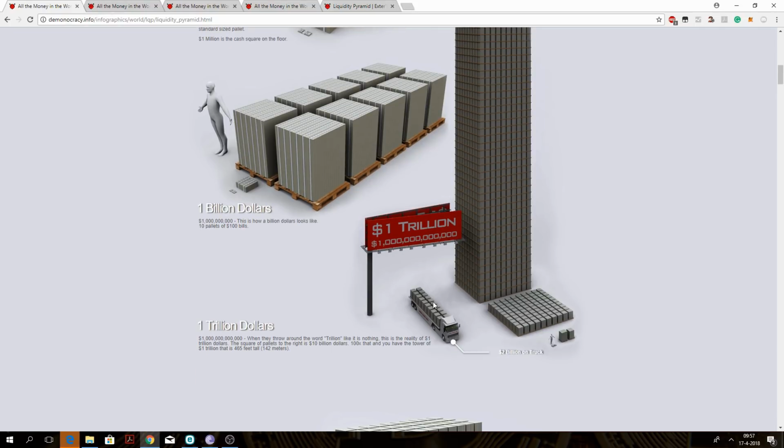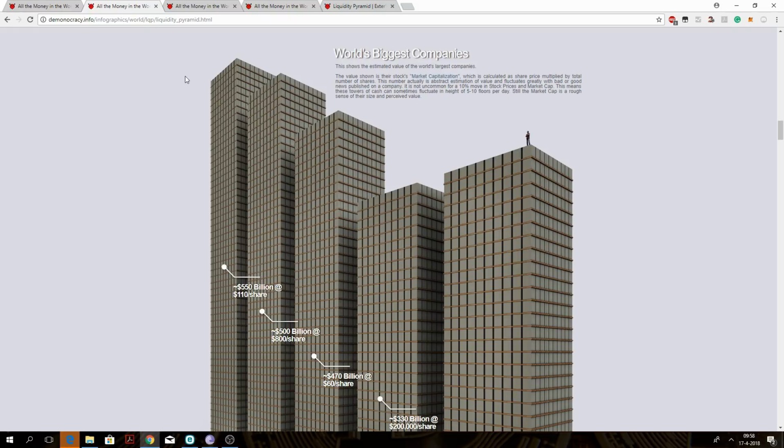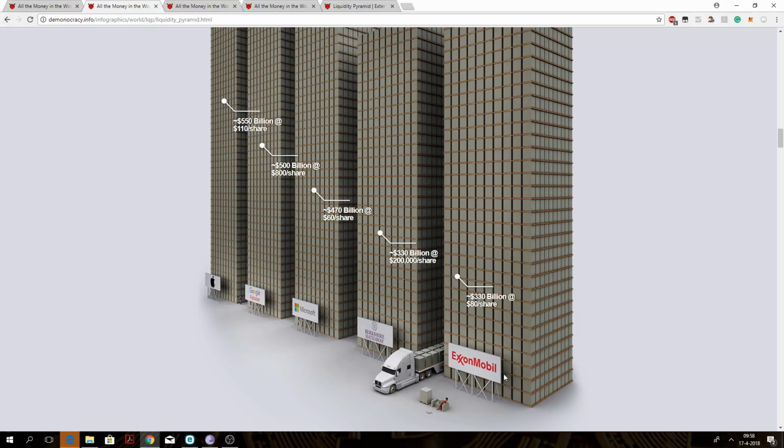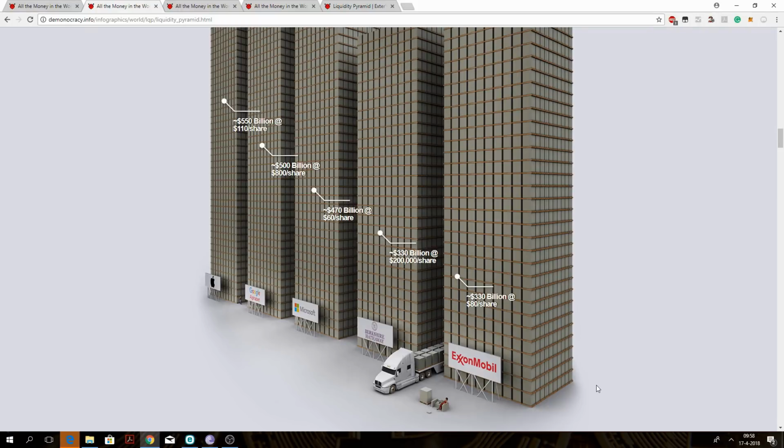For your visualization, on this truck there is about $2 billion. Now, let's get to the world's largest companies. You've got Apple, you've got Google, Microsoft, and all that. Keep ExxonMobil in mind, because this is about how much money is currently in cryptocurrency. In total, it's exactly what the market cap is right now.